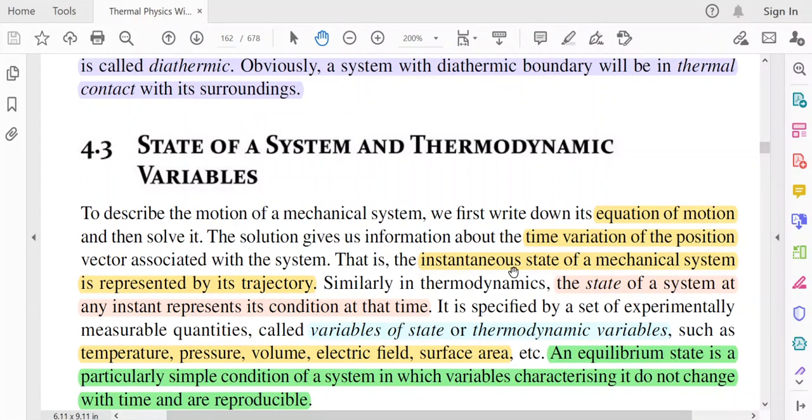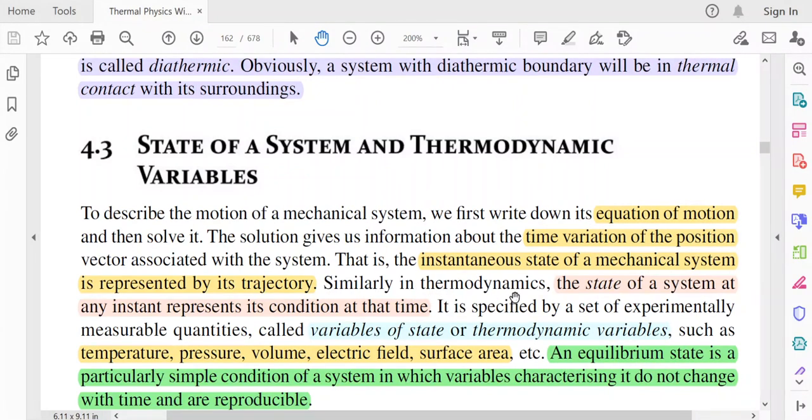The instantaneous state of a mechanical system is represented by its trajectory. So the instantaneous state of a mechanical system can be represented by two variables, that is time and position. Because if we want to describe some trajectory, then we have to describe the time variation of the position vector. So in mechanics, time and position are very important to describe the state of a mechanical system.